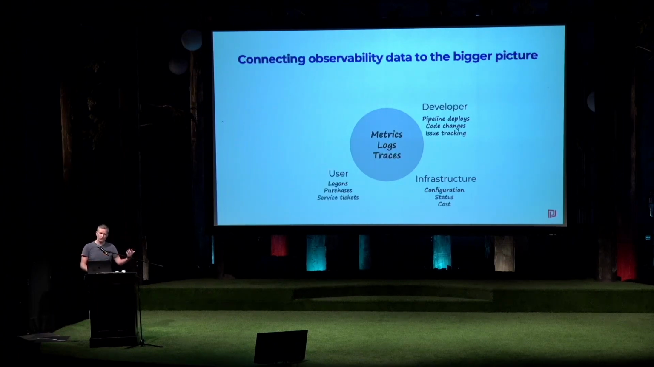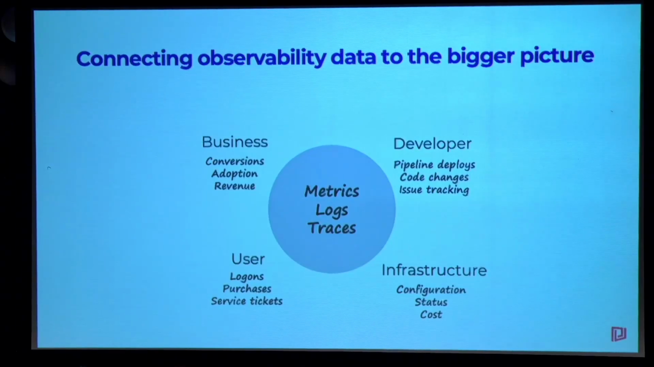And then if we look more on the customer and user side, on the user we have logons, purchases, service desk tickets. This is all absolutely critical stuff to understand what's going on in our system, but it's not considered observability data. And ultimately the business, aligning what we're doing as observability practitioners with what our business needs, which is to make sure those business metrics are performing.